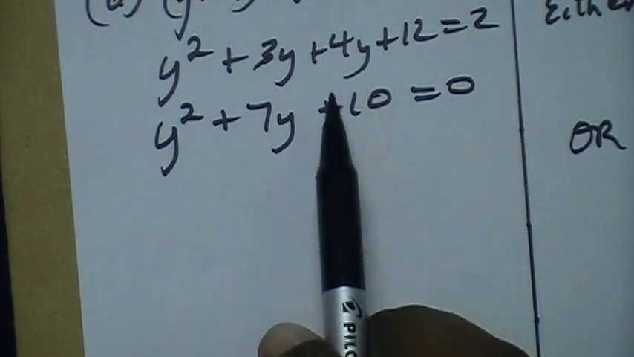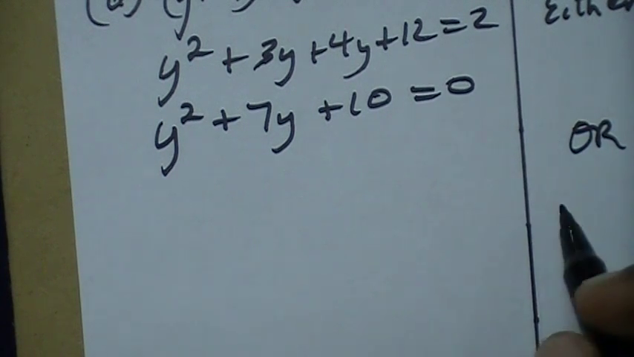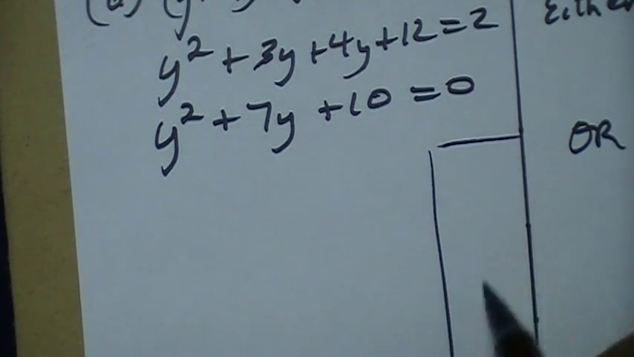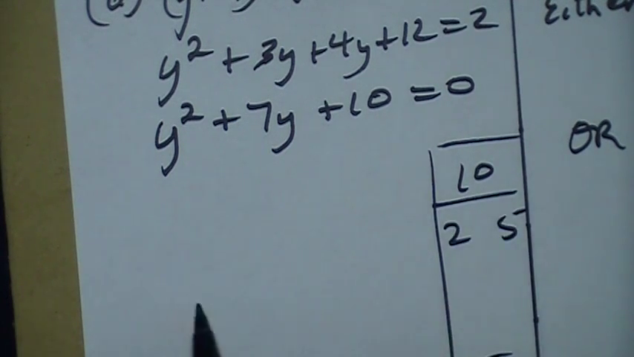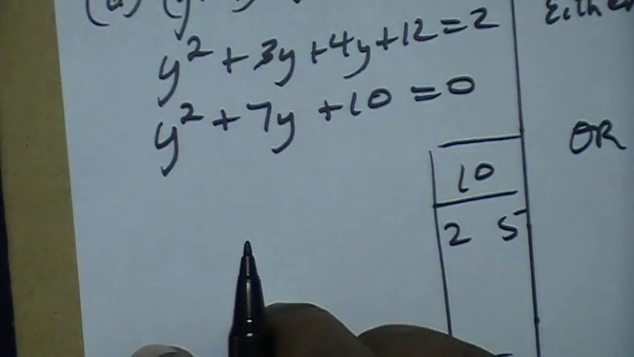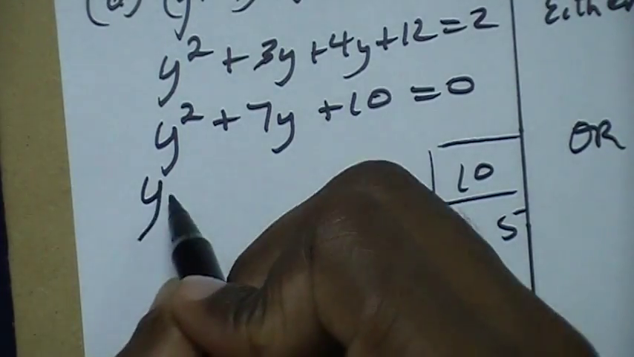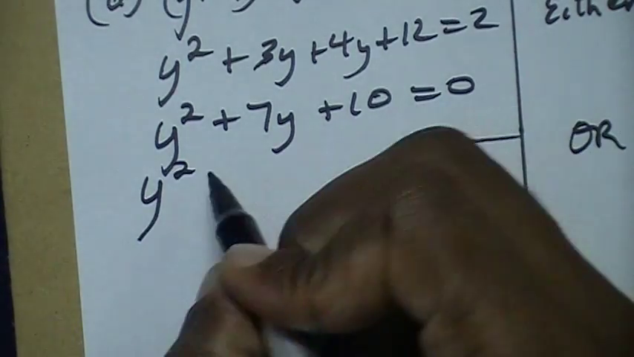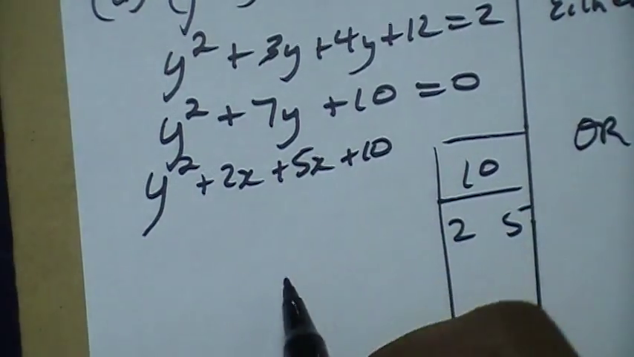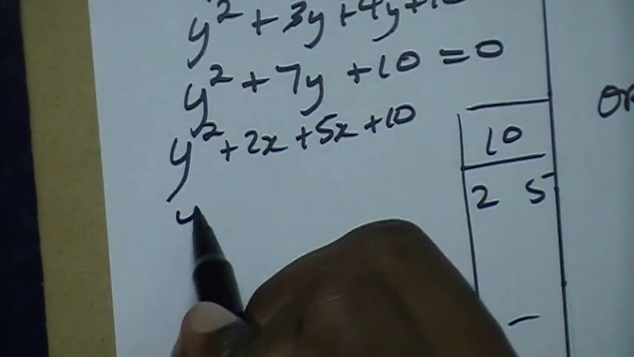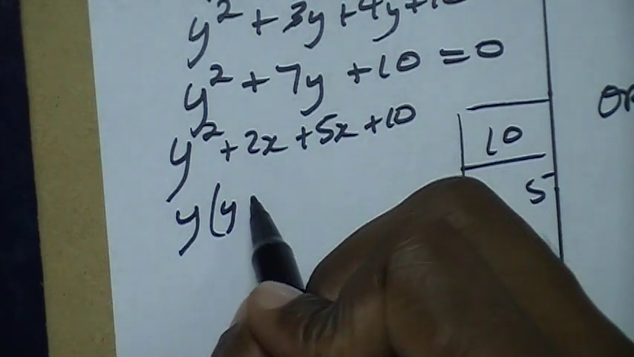Y squared times 10, first times last. What would that be? Let's do a little side work here. We have 10. We know 2 and 5 will work. 2 times 5 is 10 and gives us 7. And so it would be y squared plus 2x plus 5x plus 10. And this will give us y, open bracket, y plus 2.